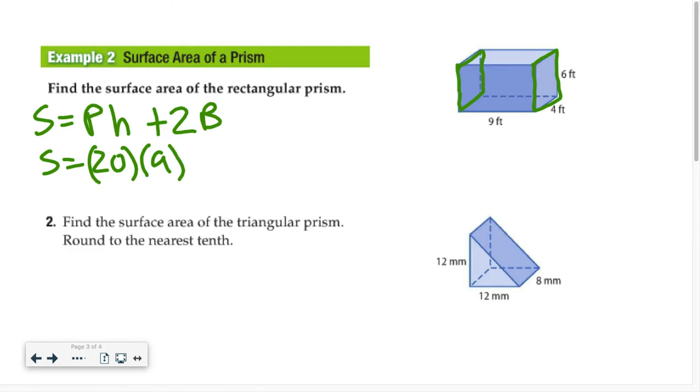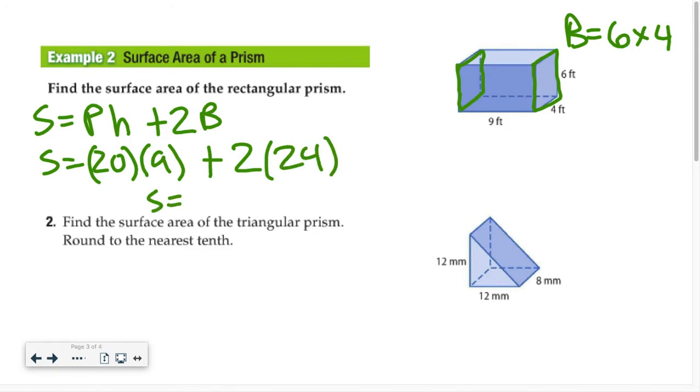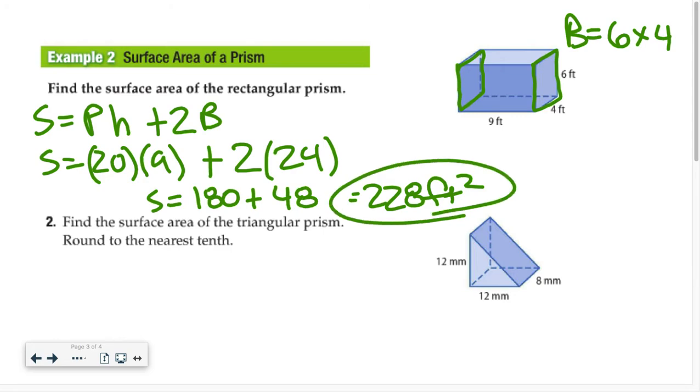So that takes care of my lateral area, the Ph part. Plus 2 times B. B is the area of the base. The area of a rectangle is length times width. So B in this problem will be 6 times 4, which is, of course, 24. So plugging this all in, we get a surface area: 20 times 9 is 180, plus 2 times 24, 48. So we get that the surface area is 228 square feet. Okay, that's the area of each surface combined there.